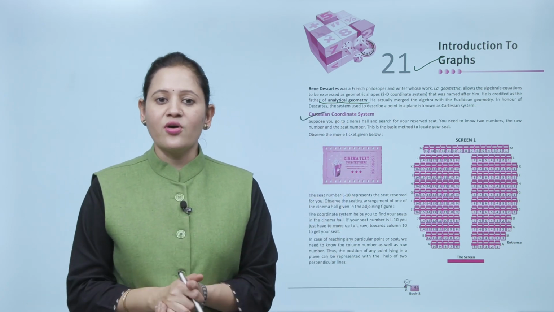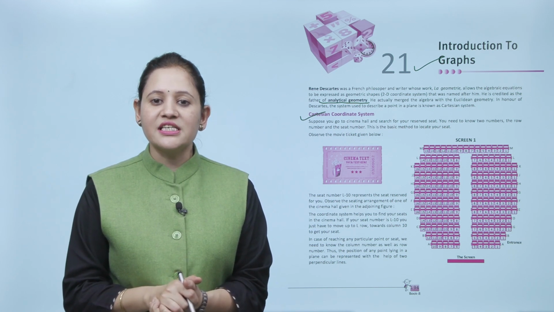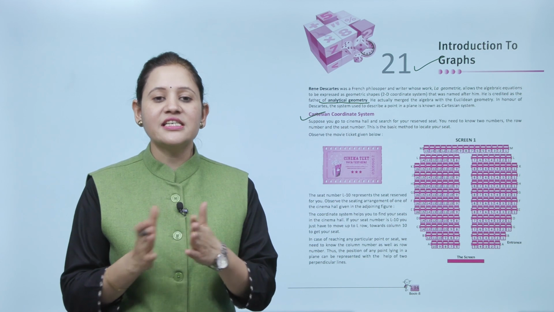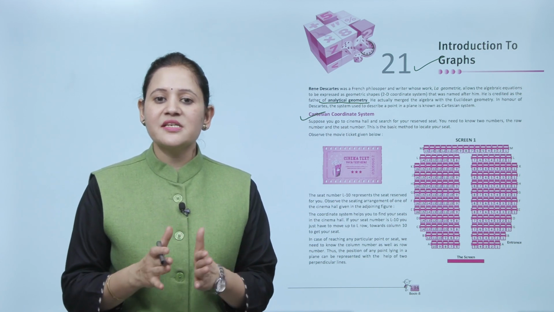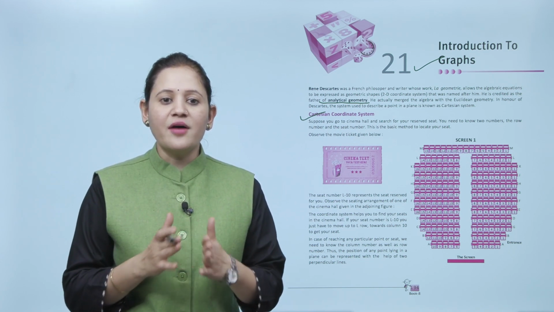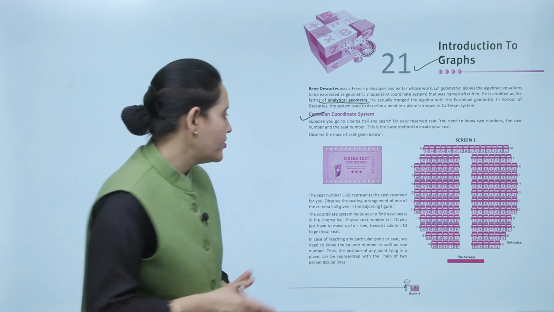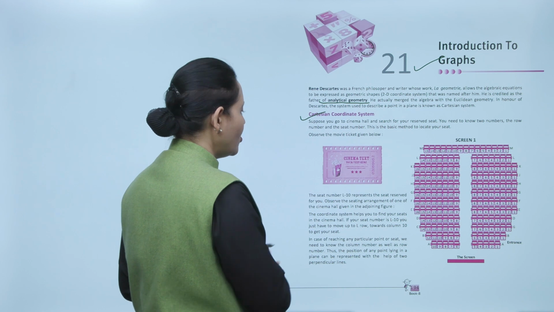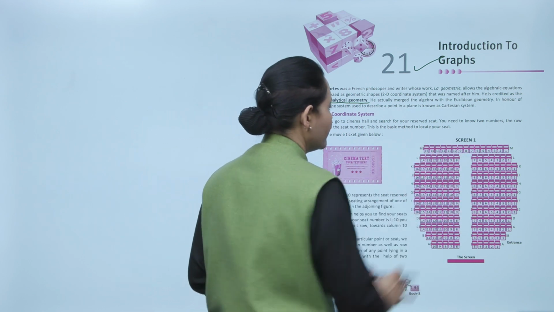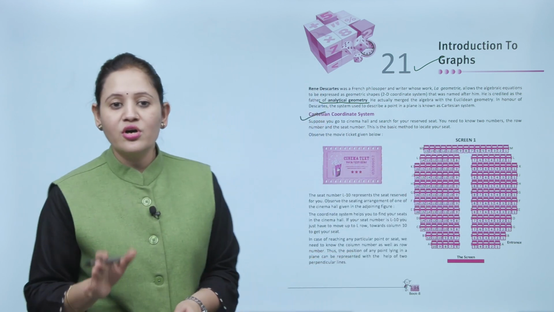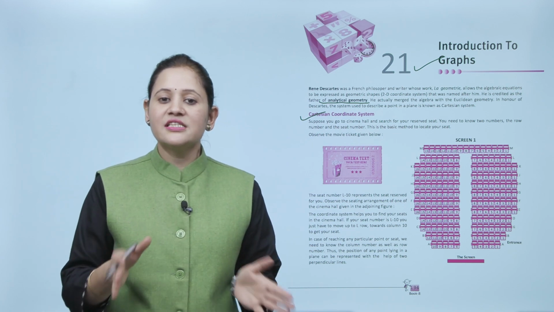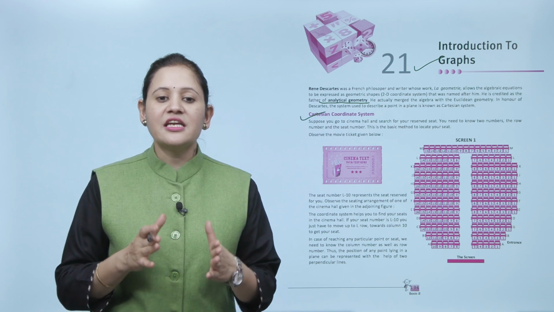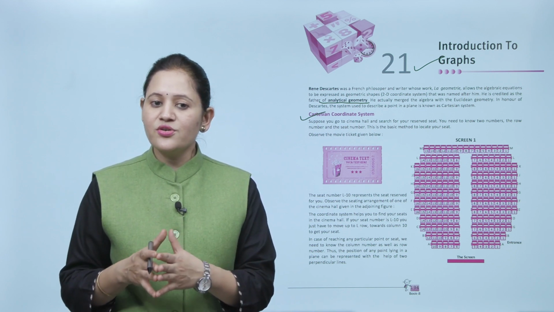Next is the Cartesian coordinate system. Suppose you go to a cinema hall and search for your reserved seat. You need to know two numbers, the row number and the seat number. This is the basic method to locate your seat. Observe the movie ticket given below. So this is the movie ticket. You have to find your seat. So how will you find it? For that you should know the row and the seat number. The seat number L10 represents the seat reserved for you.